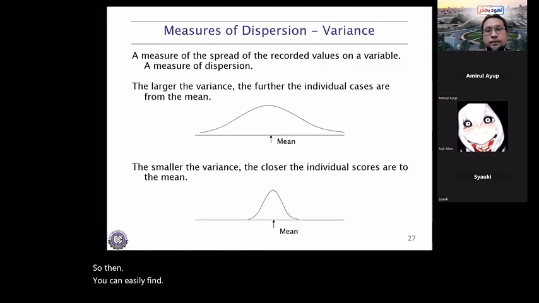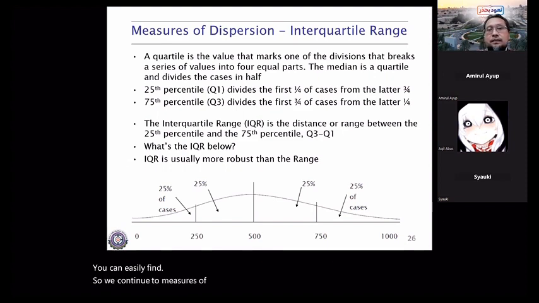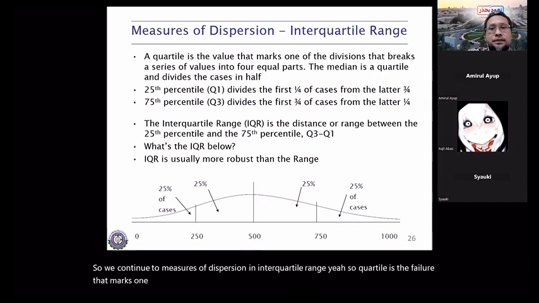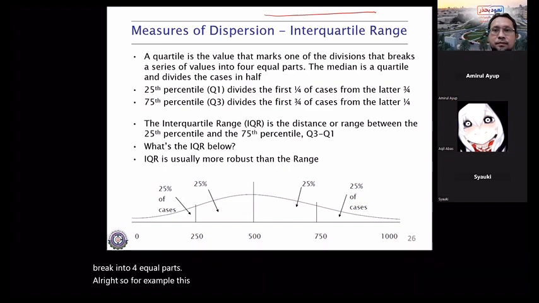So we continue to measures of dispersion and the interquartile range. A quartile is the value that marks one of the divisions that breaks a series of values into 4 equal parts. So for example, this is from 0 to 100. For quartiles we have to break this from 0 to 100 into 4.